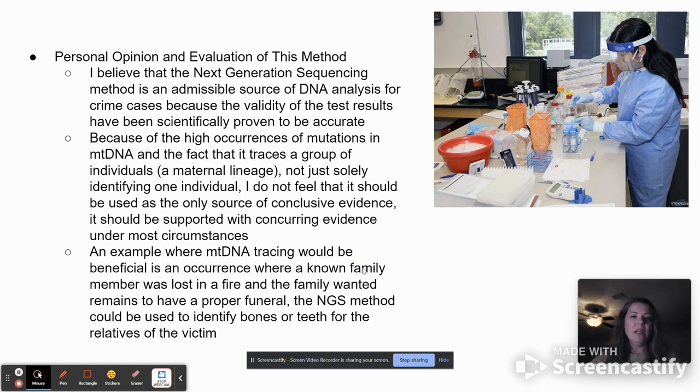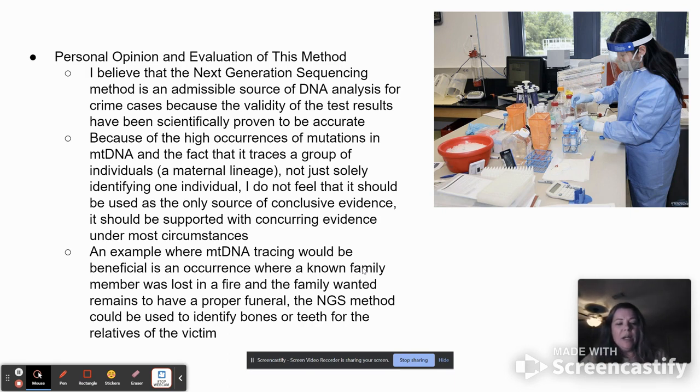Personal opinion and evaluation of this method. I believe that the next generation sequencing method is an admissible source of DNA analysis for crime cases because the validity of the test results has been scientifically proven to be accurate. Because of the high occurrences of mutations in mitochondrial DNA and the fact that it traces a group of individuals' maternal lineage, not just solely identifying one individual, I do not feel that it should be used as the only source of conclusive evidence. It should be supported with concurring evidence under most circumstances.